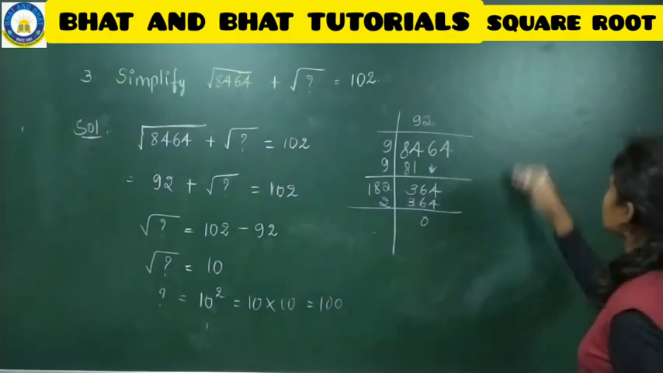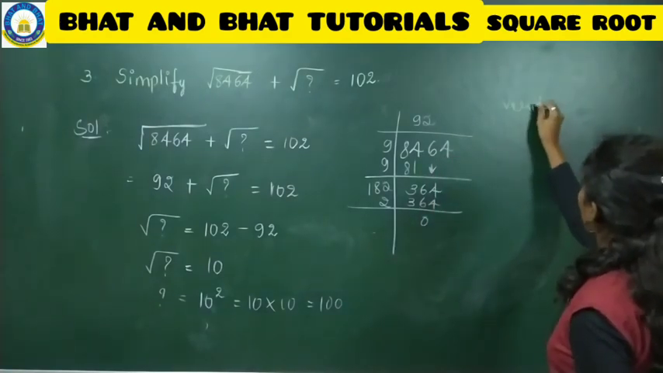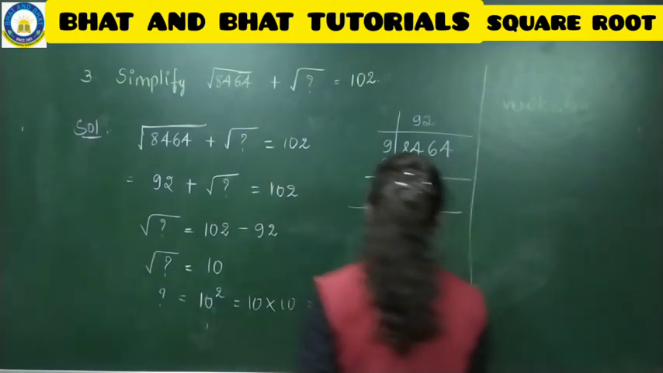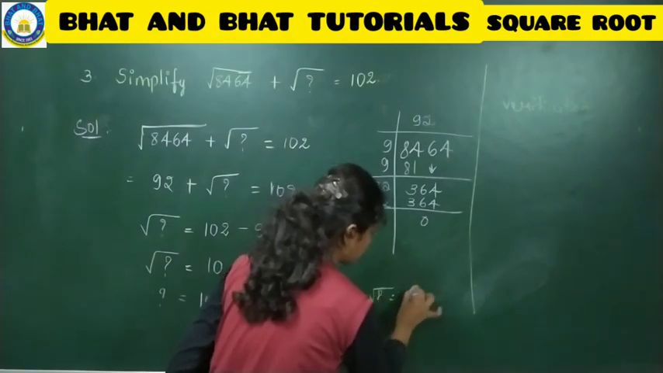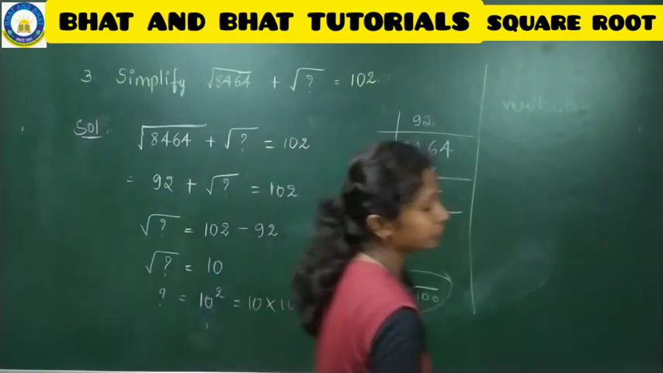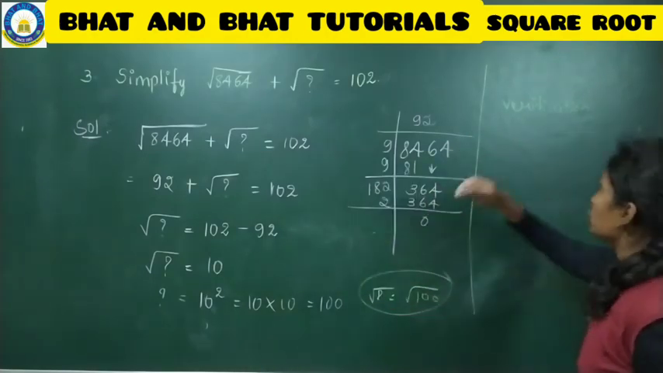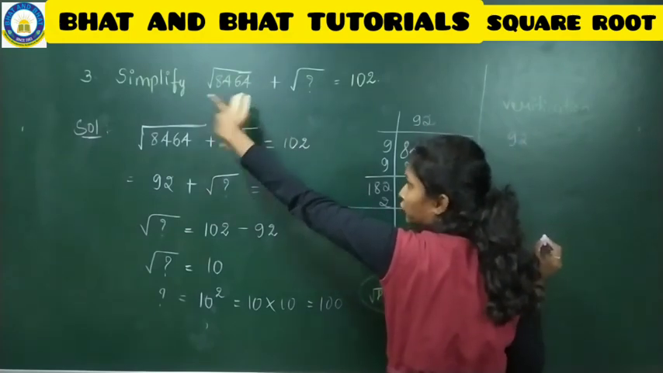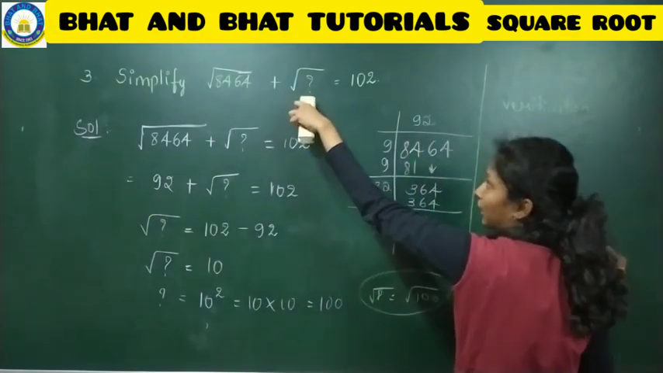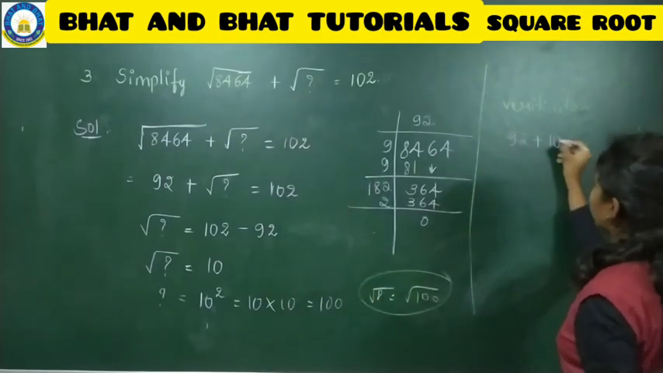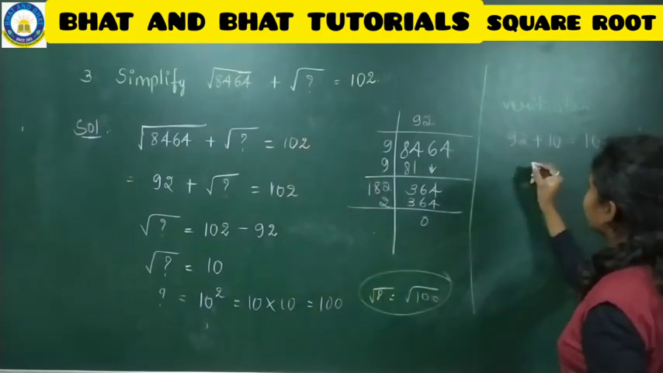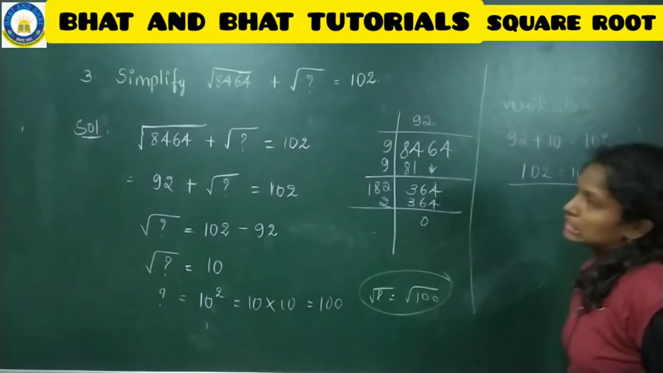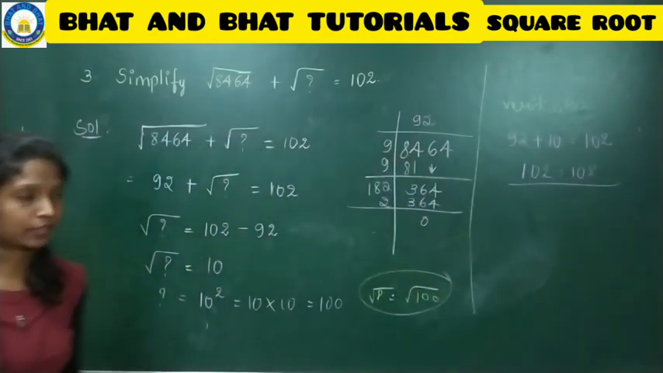So I do the verification part here. You can see, we got the square root of question mark is equal to the square root of 100. How do we find out whether it is the correct answer or wrong? As we got to know, the square root of 8464 is 92. In the same way, the square root of 100 is nothing but 10. 92 plus 10 is 102, which is equal to 102. Since it is verified, your answer is correct. Copy down.